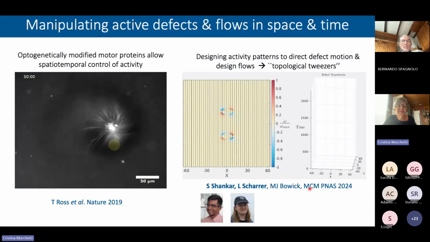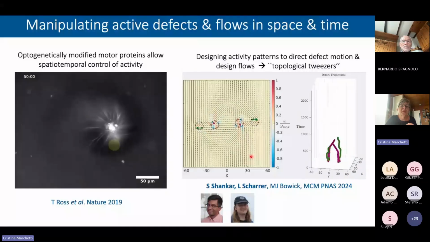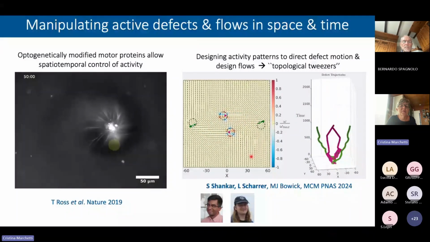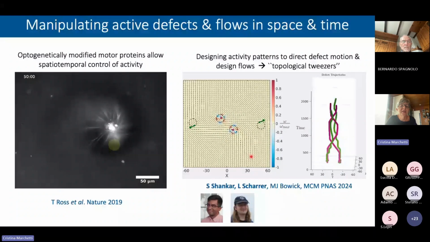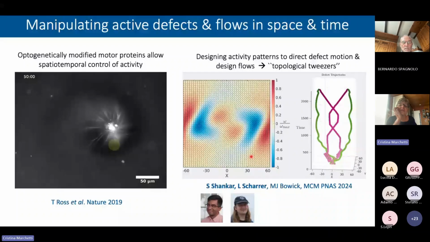And we have done something similar, theoretically, if you like, in numerical simulations. We make patterns of activity that essentially are able to grab the topological defects. We call them topological tweezers. And we are able to move the defect around as we like. In this case, we are actually braiding the defects. The image to the right is the path of the defect.